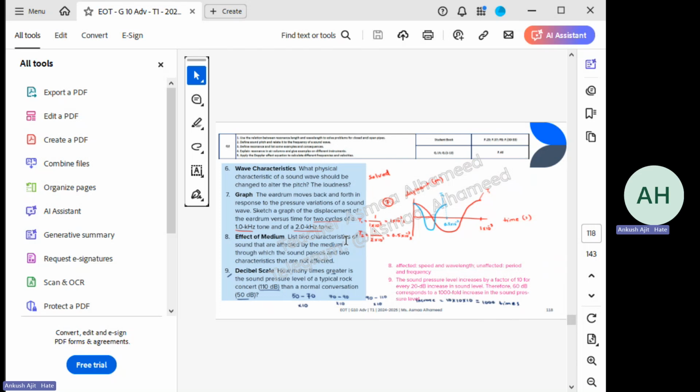Wave characteristic graph, effect of medium, decibel. The decibel scale you have to remember. This is something very, very important; a question will be coming. How many times greater is the sound pressure level of a typical rock concert at 110 compared to normal conversation at 50?